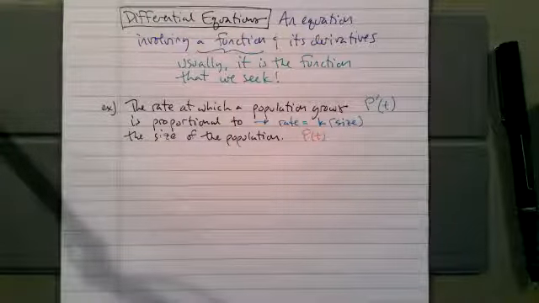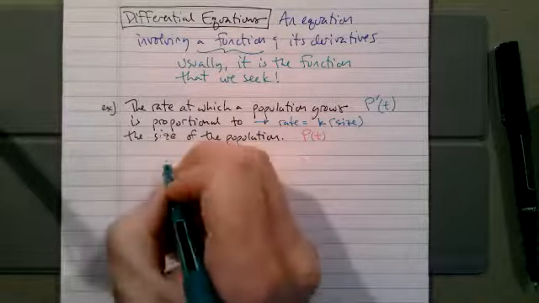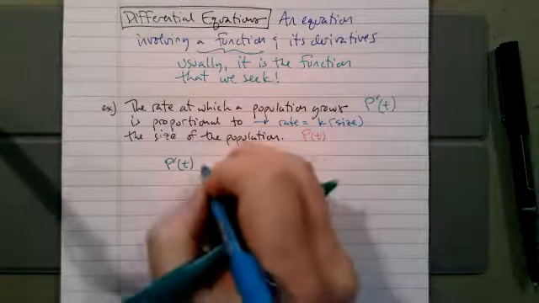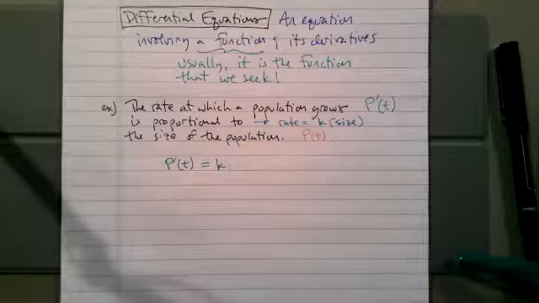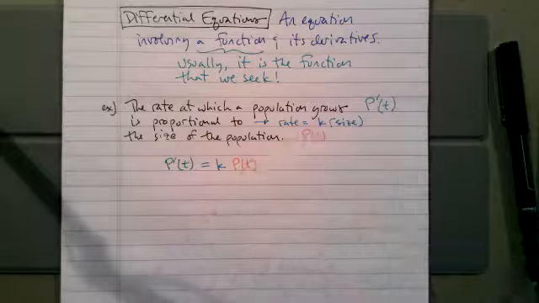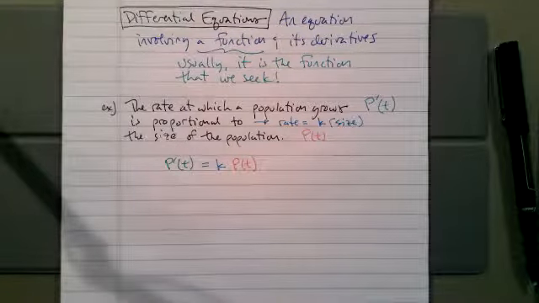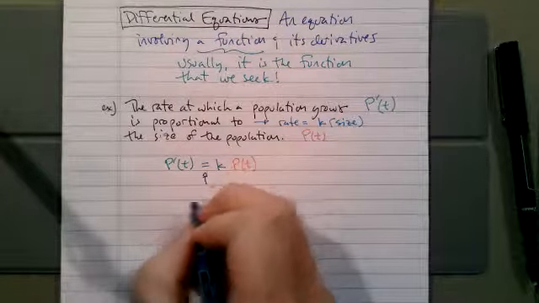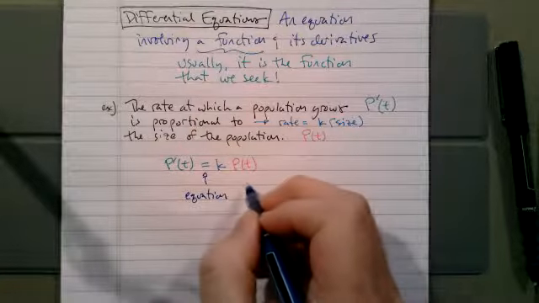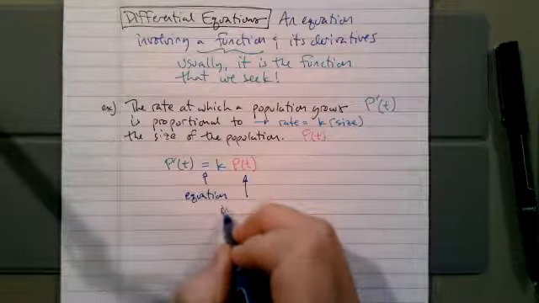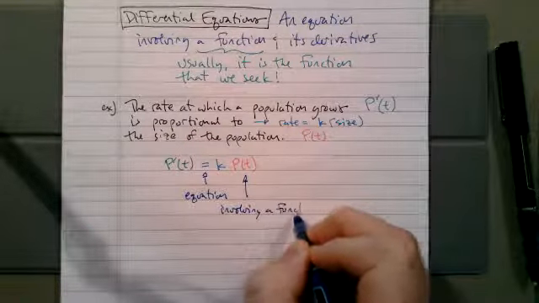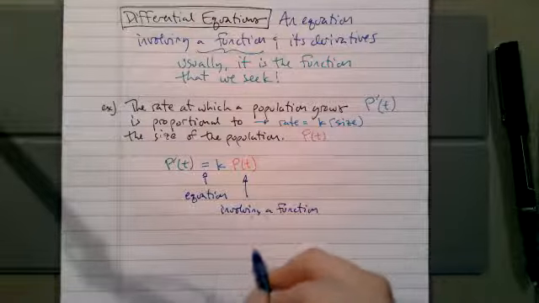So we have an equation where the rate at which a population grows is proportional to the size of the population. And this is an equation involving a function and its derivatives.